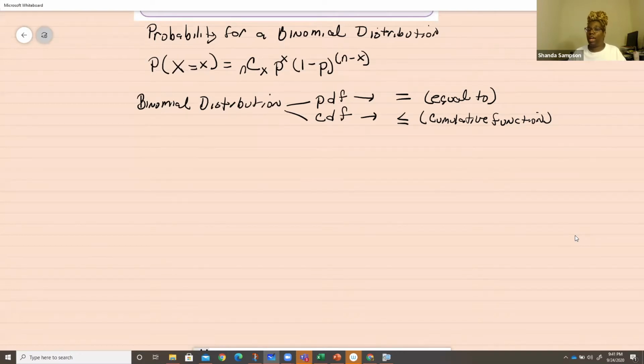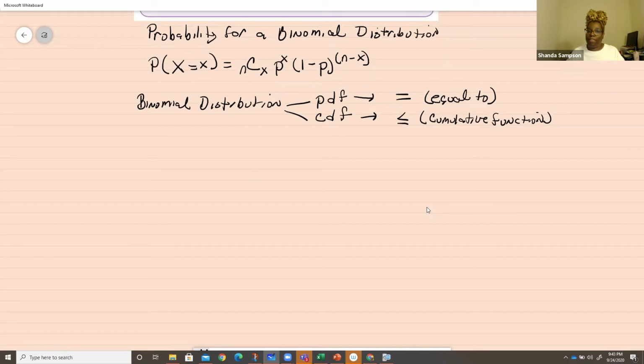So you're going to have to manipulate. And cumulative function means less than or equal to the number that you're talking about. So let's get into the examples and see how we're going to go through these particular ones. As I said, these are the only two functions that your calculator can do. There's a binomial PDF and a binomial CDF. PDF means equal to and CDF means less than or equal to.